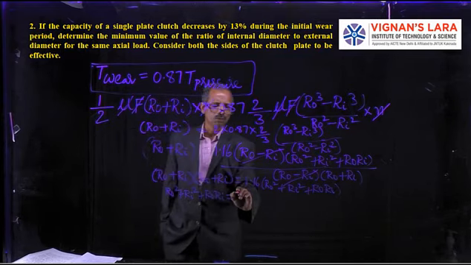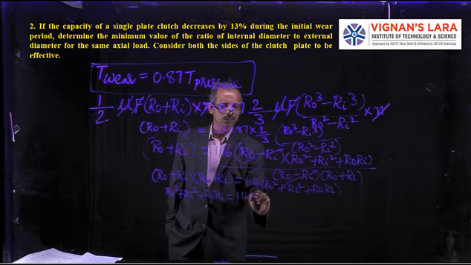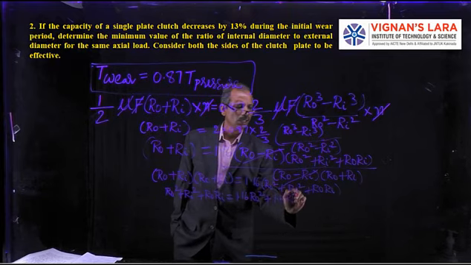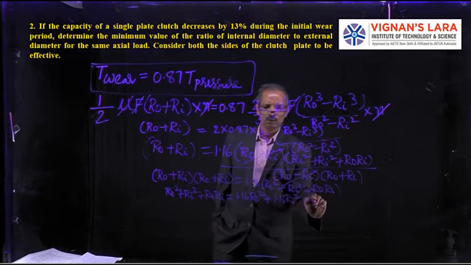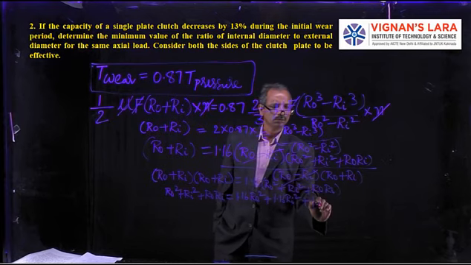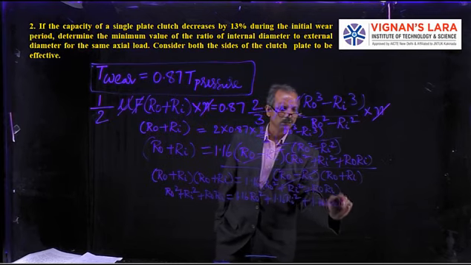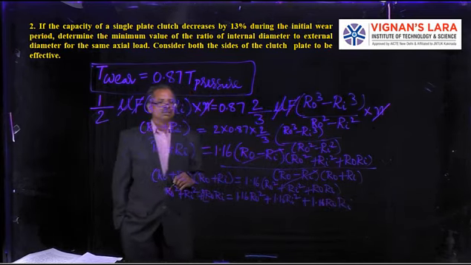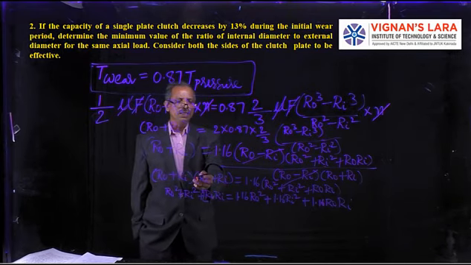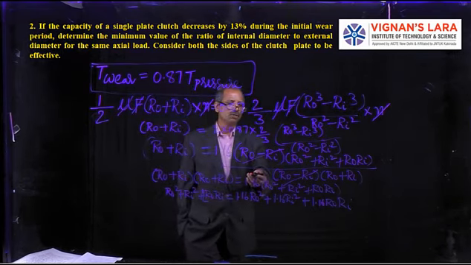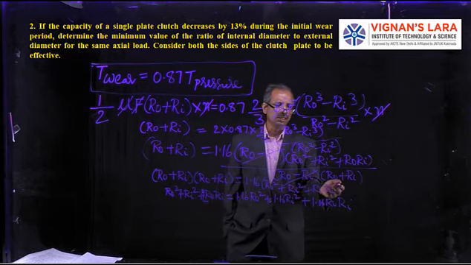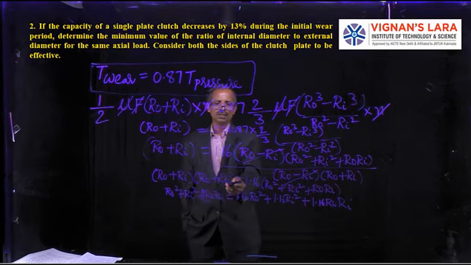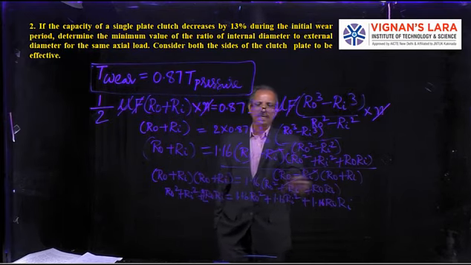So which is 1.16 R naught square plus 1.16 Ri square plus 1.16 R naught Ri. Yeah, here it is. So R naught plus Ri into R naught plus Ri is equal to 1.16 into R naught square plus Ri square plus R naught Ri. A plus B whole square, A square plus B square plus 2AB, is expanded like this.